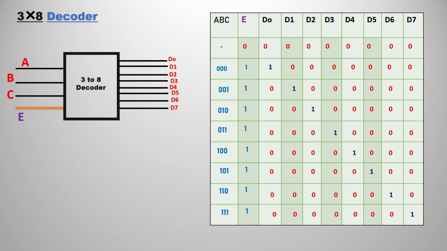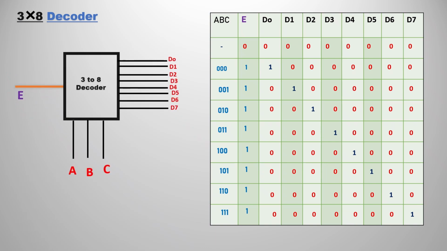First let's start with the 3 cross 8 decoder. If you observe the 3 cross 8 decoder, we have an enable line, A, B, C as 3 variables, and a total of 8 outputs. This is the truth table from D0 to D7. The total 8 outputs we already know. So let's see how to do that.